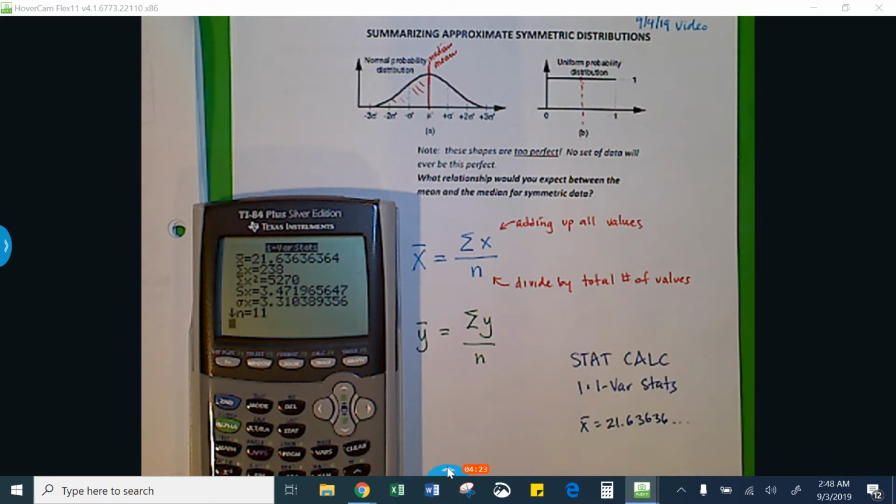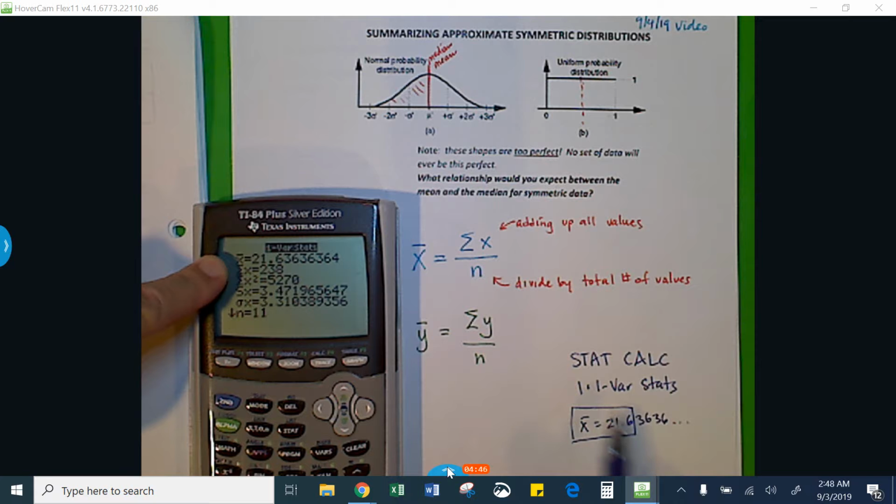21.63636 and so forth. As far as decimal points go in here, usually you would want 1 or 2 more decimal points than the original data. In this case, the original data was the times for the boys and the girls, so I would probably report this mean as 21.6, and this would have been the boy data.